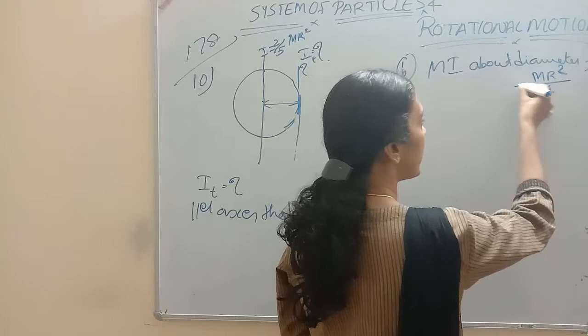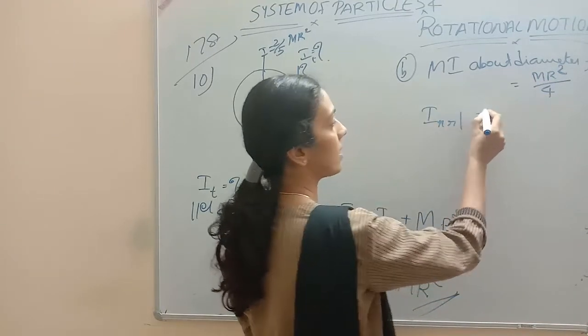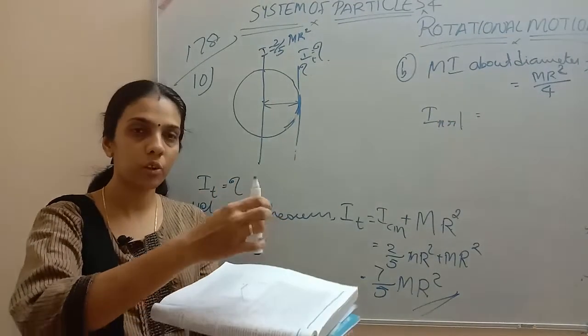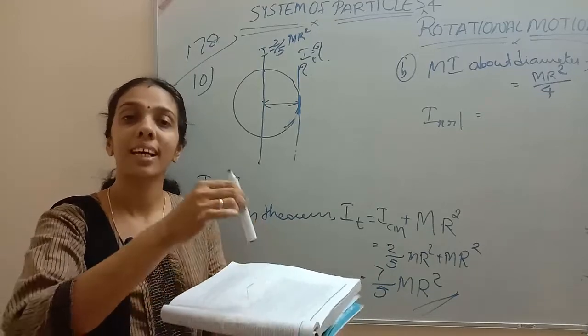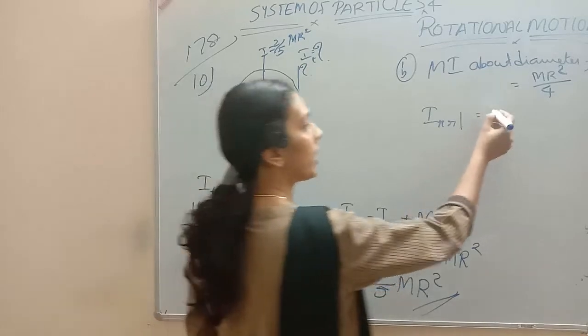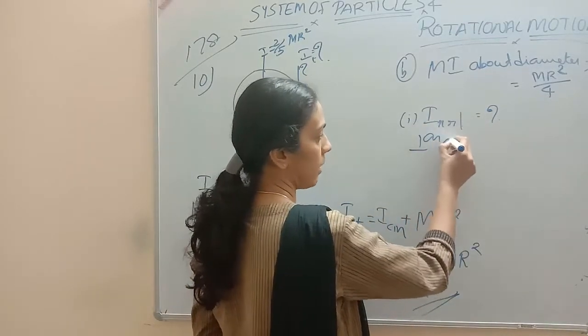We need to find the moment of inertia normal to the disk. So if this is a disk, we should find the moment of inertia about this axis. How can we find it? That is the perpendicular axis theorem. So to find this one, we can use the perpendicular axis theorem.